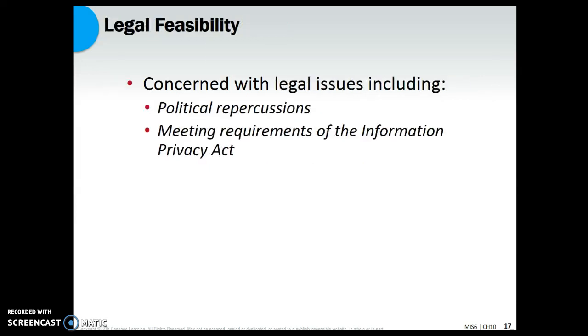And then there's the legal feasibility. What kind of repercussions will happen? Is there anything that we need to be concerned about? Are there any laws that may be in jeopardy because we're implementing a project?